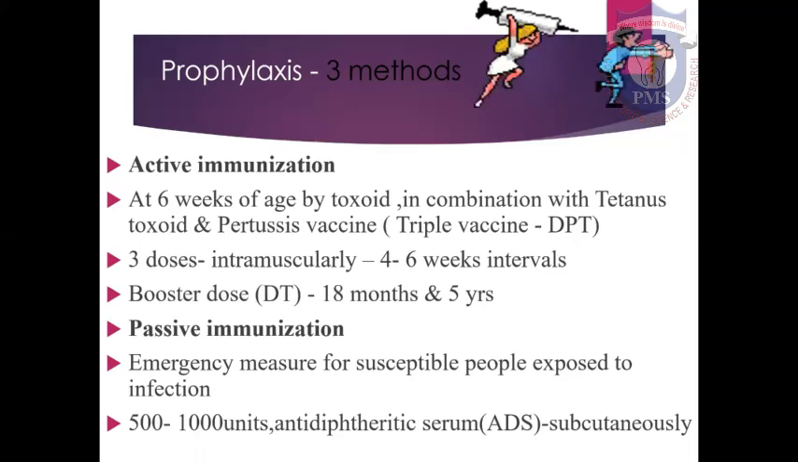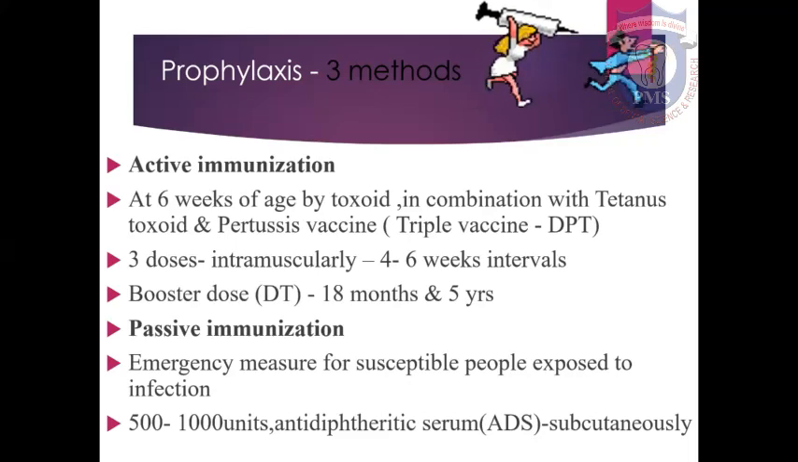There are 3 methods for prophylaxis. The first one is active immunization. At 6 weeks of age, by diphtheria toxoid in combination with tetanus toxoid and pertussis vaccine, DPT, 3 doses intramuscularly at 4 to 6 weeks intervals. Booster doses can be given at 18 months and 5 years.